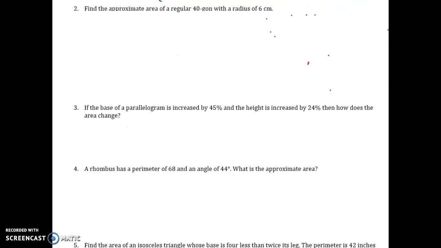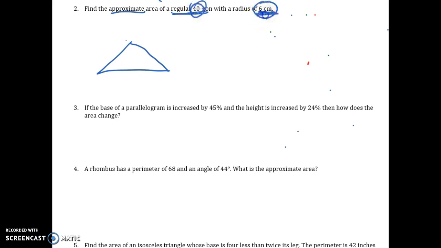Find the approximate area, approximate meaning it's going to be a decimal, of a 40-gon with a radius of 6. So I'm not going to draw a 40-gon, but remember, whenever I find the area of a regular polygon, I divide it up into a bunch of triangles that are all the same. So here's what the triangle would be. And remember, technically there's going to be 40 of these triangles that are all going to be the same.